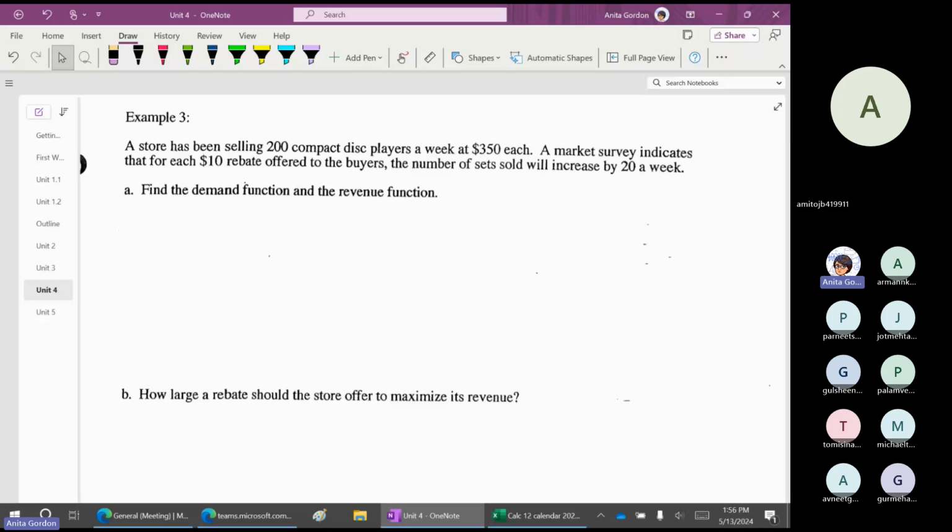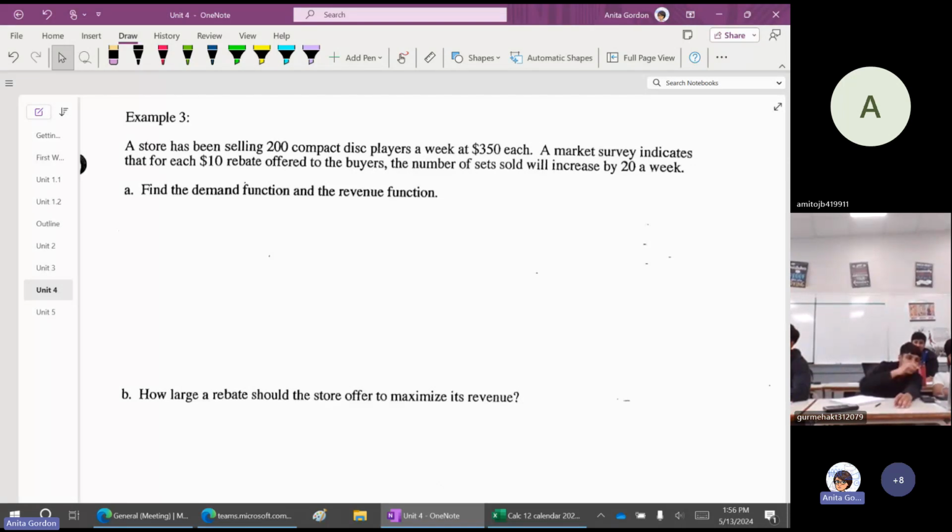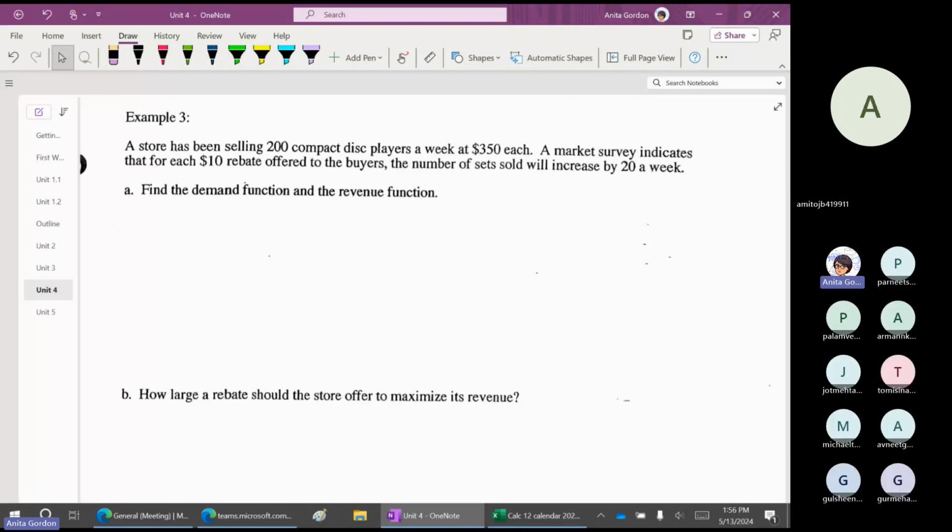Let's see. A store has been selling 200 compact disc players. You guys know what that is? Yeah. CD players. Have you guys ever seen one? Yeah. Oh, look at you. You can consider yourself old. Congratulations.